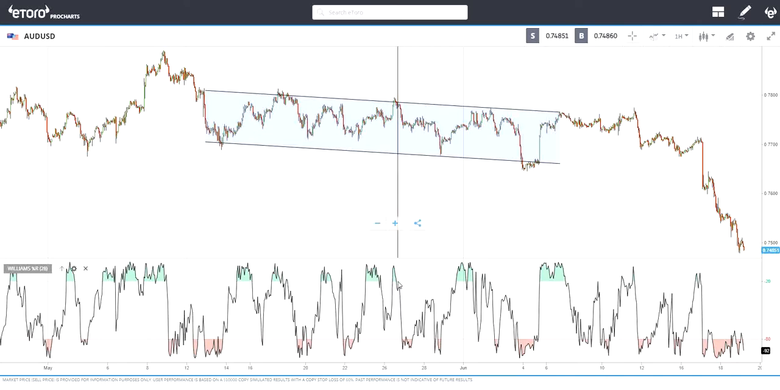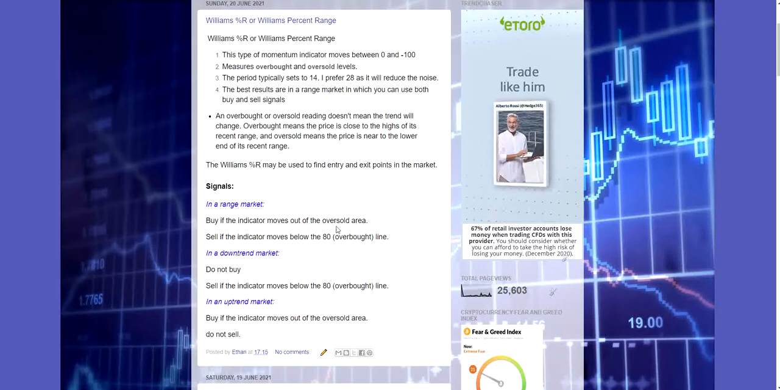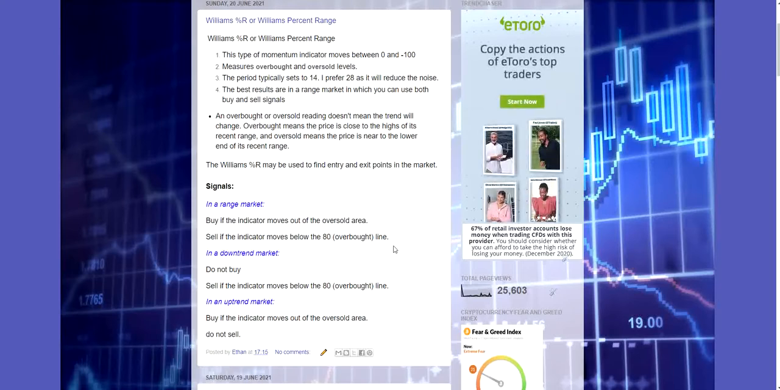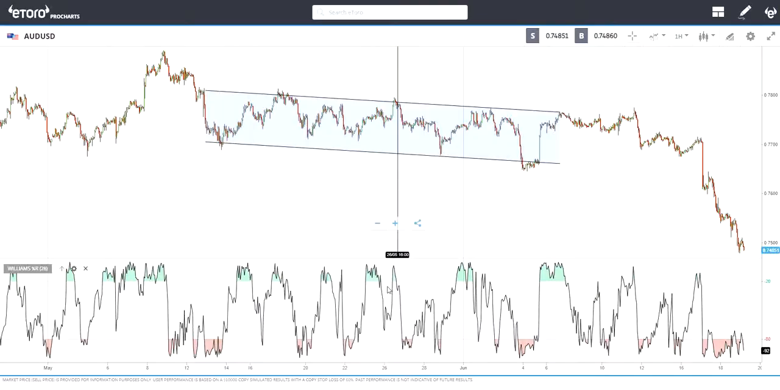In a range market, buy if the indicator moves out of the oversold area, and sell if the indicator moves below the overbought line. Oh, sorry, I should change this. This should say minus 20. Anyway, you can see here the price goes below minus 20, and we should just open a sell position.